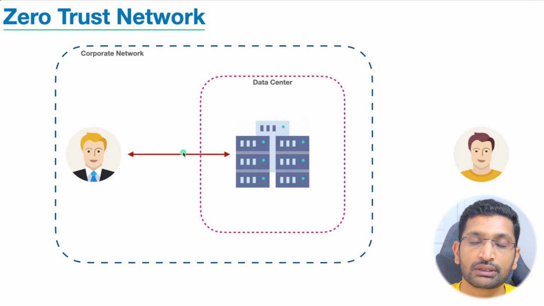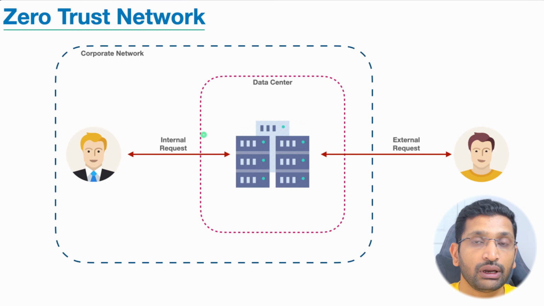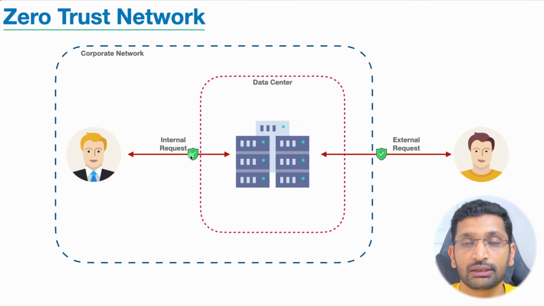So here you can see this is the request from our corporate user and this is the request coming in from our external user. And we need to entertain both requests when both users are in our trusted list. Once this trust relationship is established, then that user's request will be entertained by our data center.